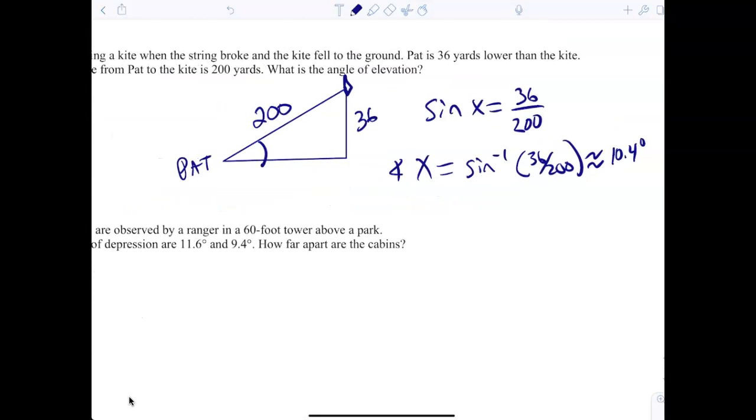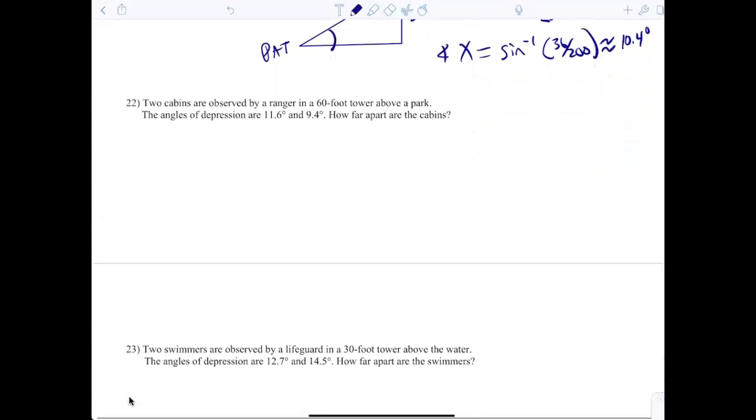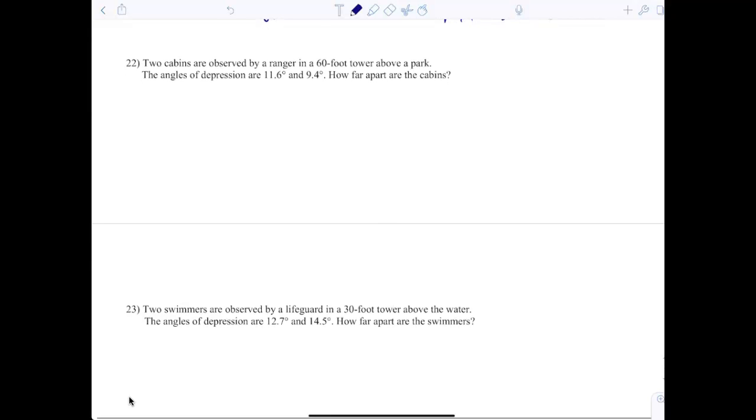Everybody okay with that? Is that what the answer was? All right, so here we go. Two cabins are observed by a ranger in a 60-foot tower above a park. The angles of depression are 11.6 and 9.4. How far apart are the cabins? All right.